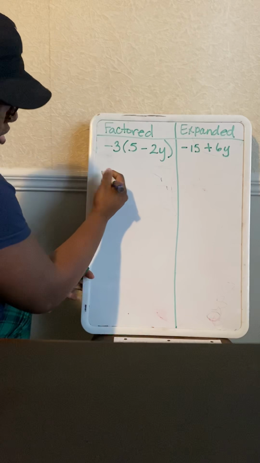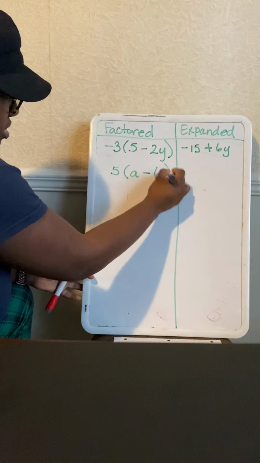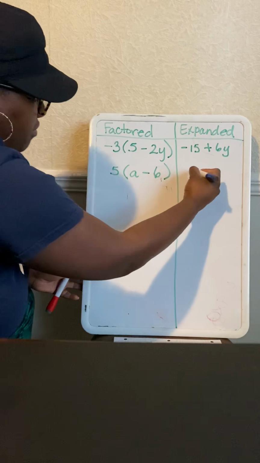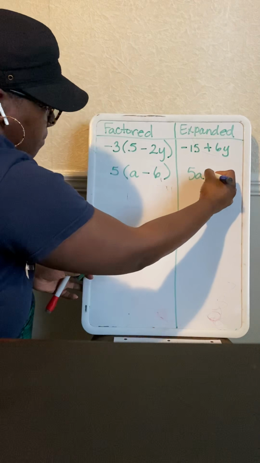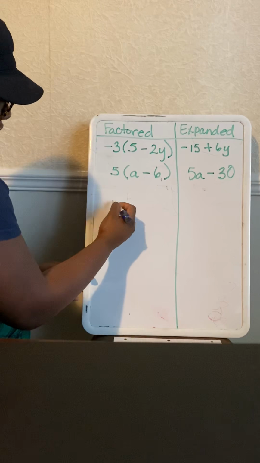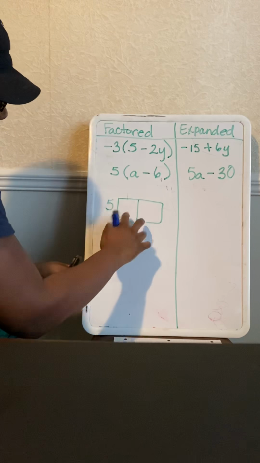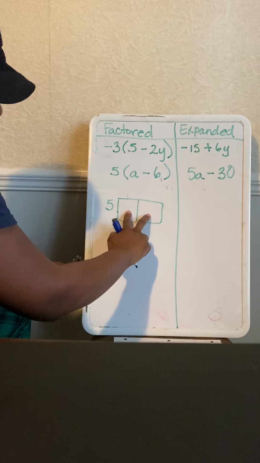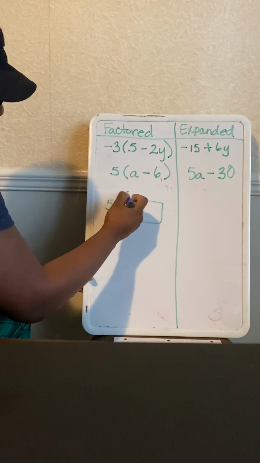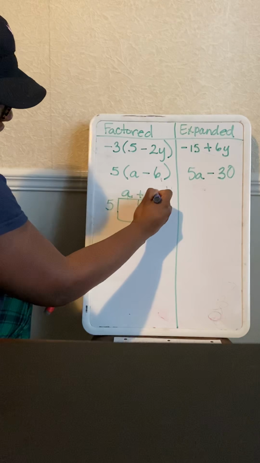Let's look at the second one. They gave you 5 times a minus 6. And if you did yours correctly, you should have gotten 5a minus 30. So just to make sure you did that right, 5 should have been here. Inside your rectangle, you should break it up into 2 parts because you have 2 terms. And on the top should be a. And take away 6 is the same as adding -6.